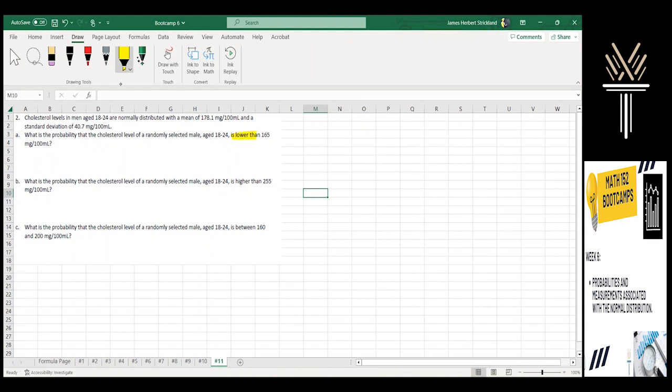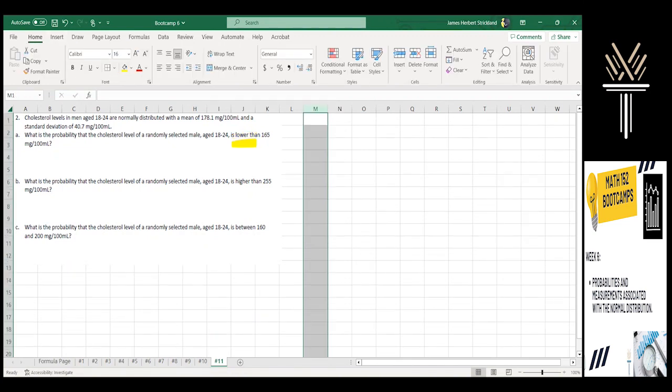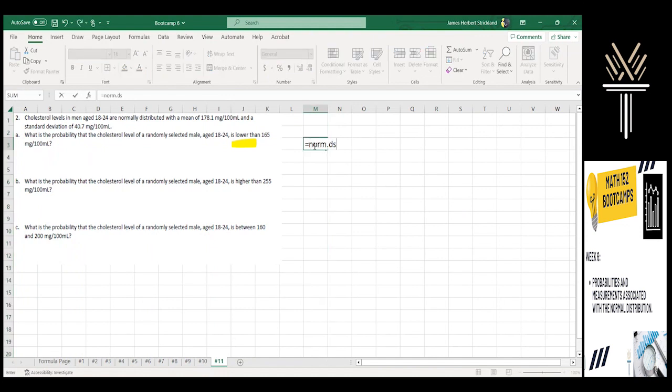Lower means, of course, it means less than, so it means I'm going to do just norm.dis. Norm.dis. Lower than what? Lower than 165. What's the mean? The mean is 178.1. What's the deviation? 40.7. Always true. There we go.